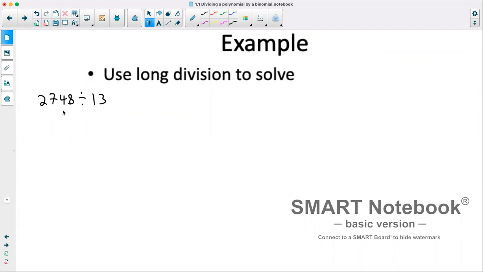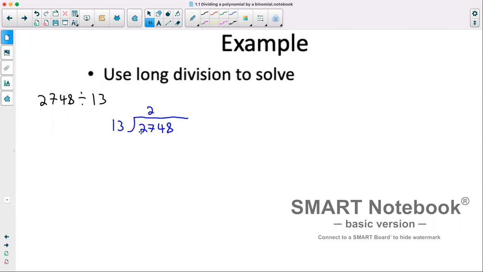So we've got 2,748 divided by 13. So setting up our equation, it should look like this. And then if you remember with long division, we take what's out front and we see how it fits in working from left to right. So 13 cannot go into 2, so then I'll move over to the next digit. So 13 can go into 27 2 times.